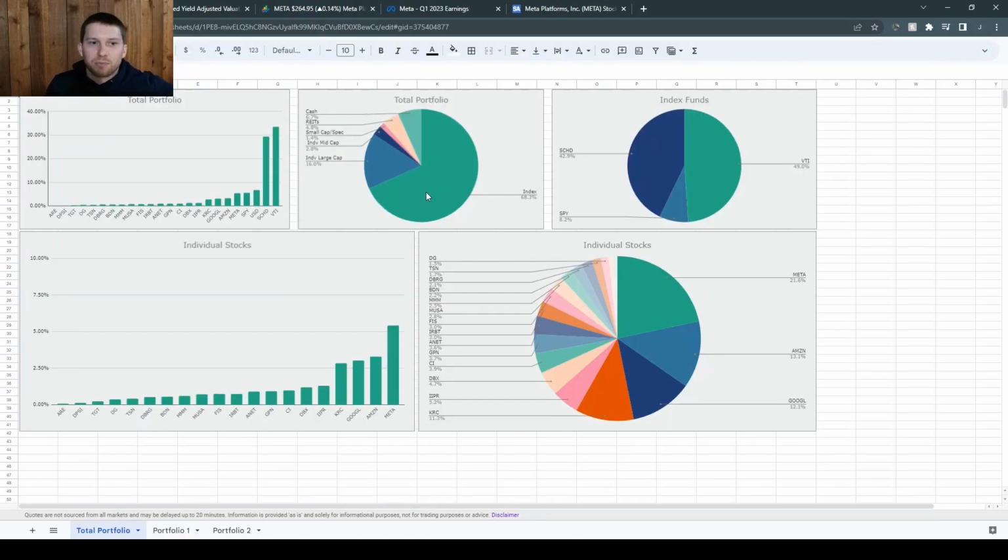If we go over to my portfolio, you can see Meta is currently sitting at a 5.4% allocation of the total portfolio. Individual stocks wise, it's about 21%. When I first built out the position, it was like 30 some percent, I think, of my individual stocks and about 5% of my overall portfolio. Before I trimmed this back, I think it got up to 10 or 11% of my portfolio.